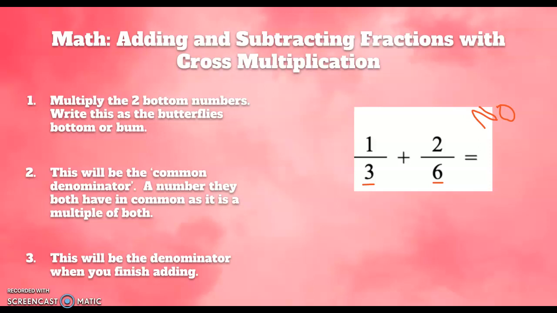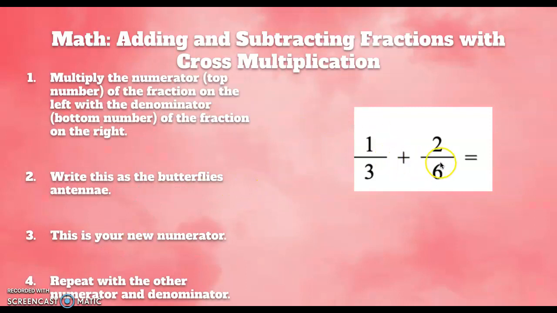So the first step that we're going to do to get this common denominator, or get something the same about them, and remember the thing that's going to be the same has to be the bottom. So to get the common denominator, we're going to multiply these bottom numbers together. So 3 multiplied by 6 is going to give us 18. And that is going to be our common denominator. That will be the bottom number when we finish up adding these fractions. Okay, let's go ahead and move to the next slide, and I will show you what we do next now that we have a common denominator.